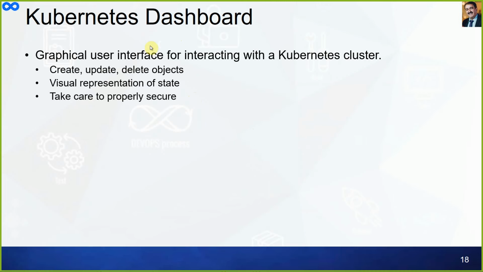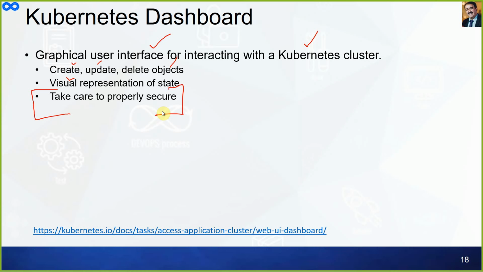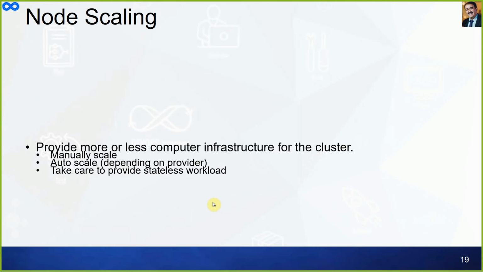Kubernetes Dashboard is a user interface for interacting with the Kubernetes cluster, where you can create, update, or delete objects. It is a visual representation of the state. You have to take care of the security of the dashboard properly. That is why I have pointed this out here: the dashboard was available as an add-on in OCI when I was delivering this in 2018, 19, 20, but it was removed later on because of security reasons. So you have to ensure the security of the dashboard. More on this is at the link given to you.